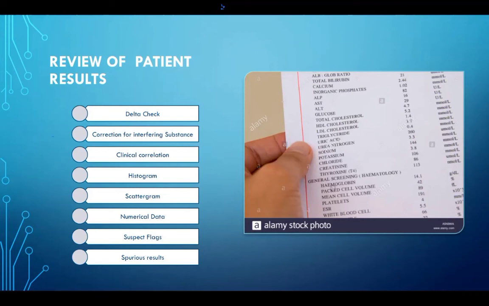TLC 20,600, patient is perfectly okay. When you're examining the sample, it is highly lipemic. That lipemia is causing pseudoleukocytosis. Or no platelets, but in slides you are able to see platelets. These platelets got adhered to EDTA. We have to see all these things.